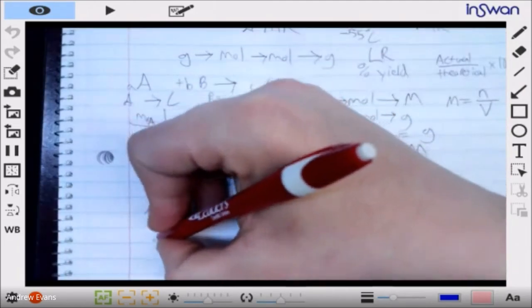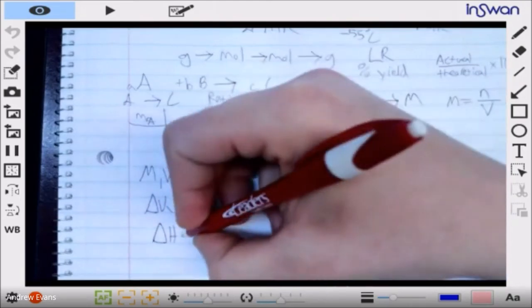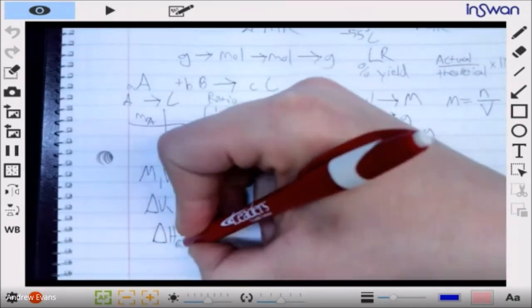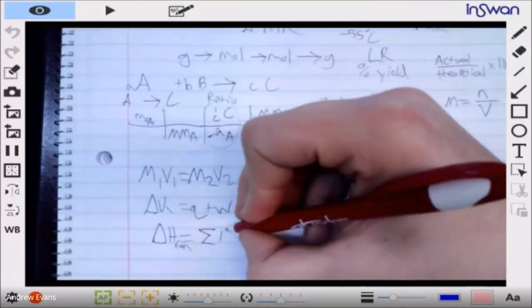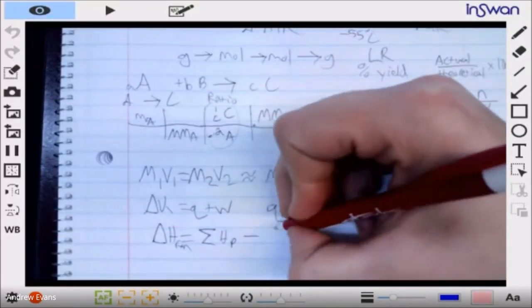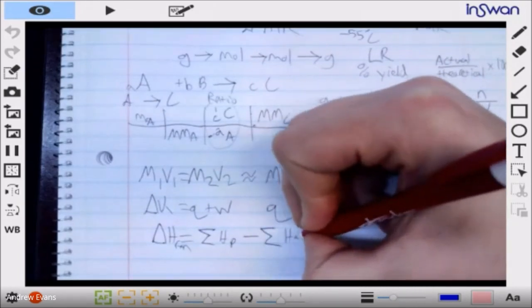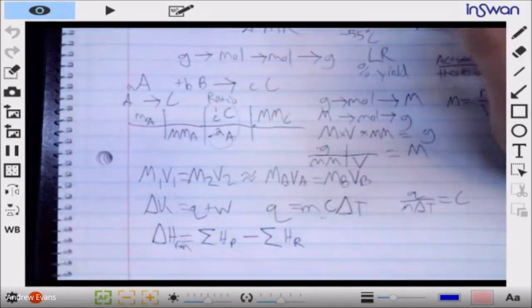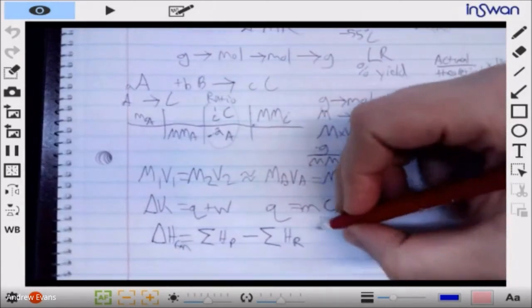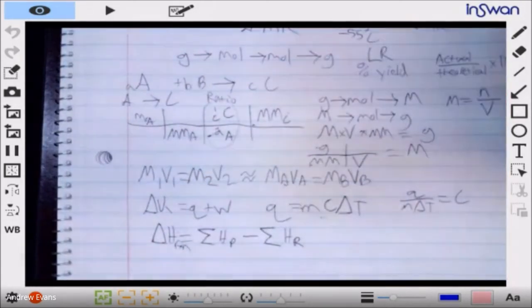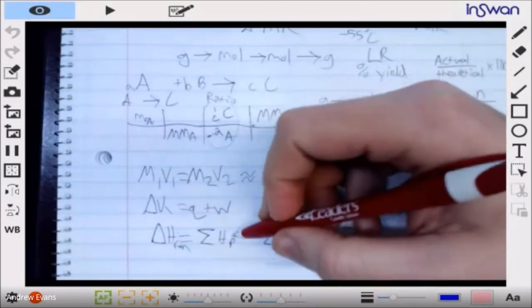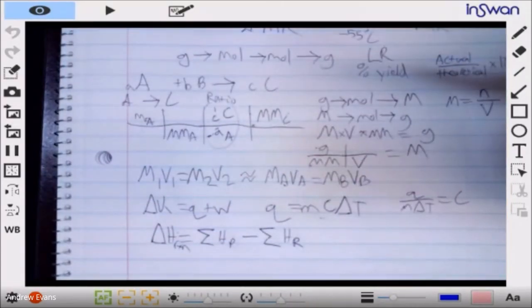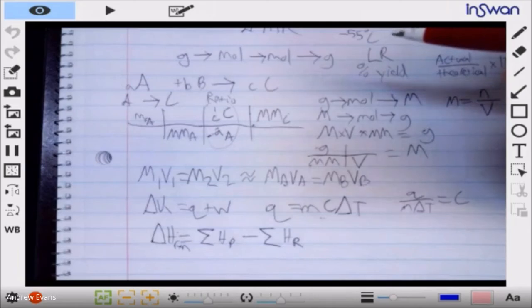Then we had our delta H. Delta H of the reaction was the sum of the H of products minus the sum of the H of reactants. What does delta mean? It means final minus initial. So you take the products, which is the final situation, minus the reactants, which are the initial.